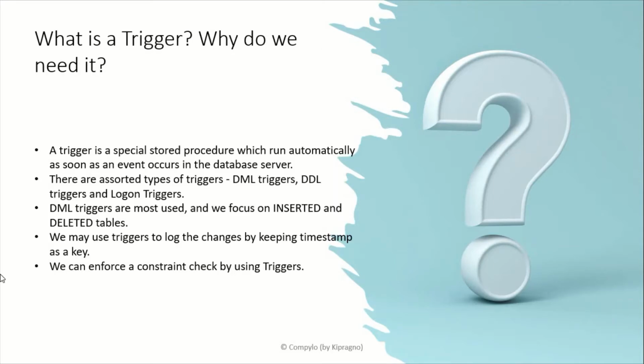Next question is, what is a trigger? Why do we need it? A trigger is a special stored procedure which runs automatically as soon as an event occurs in the database server. There are assorted types of triggers like DML trigger, DDL trigger, and logon triggers.